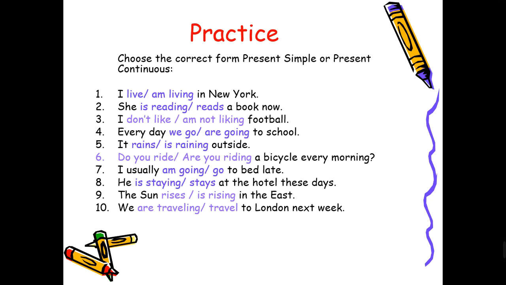We are traveling or travel to London next week. This is a future plan or arrangement, but it's for the near future. That's why I use the present continuous. Well done. We are traveling to London next week.